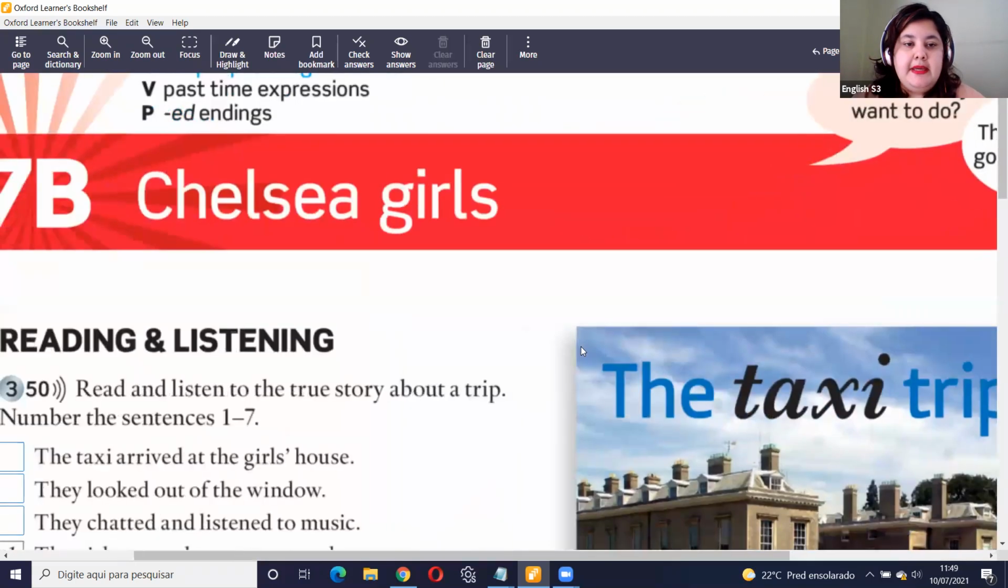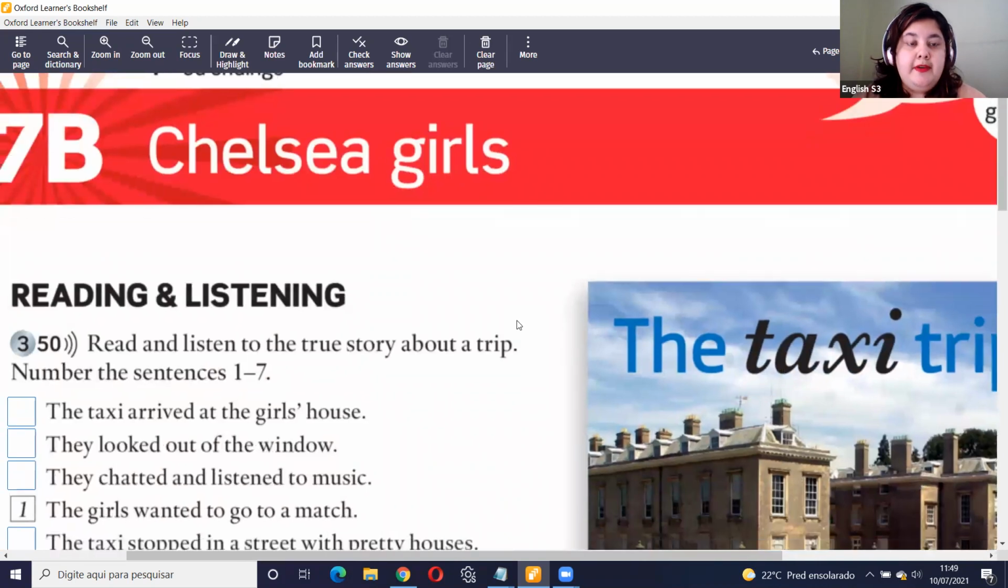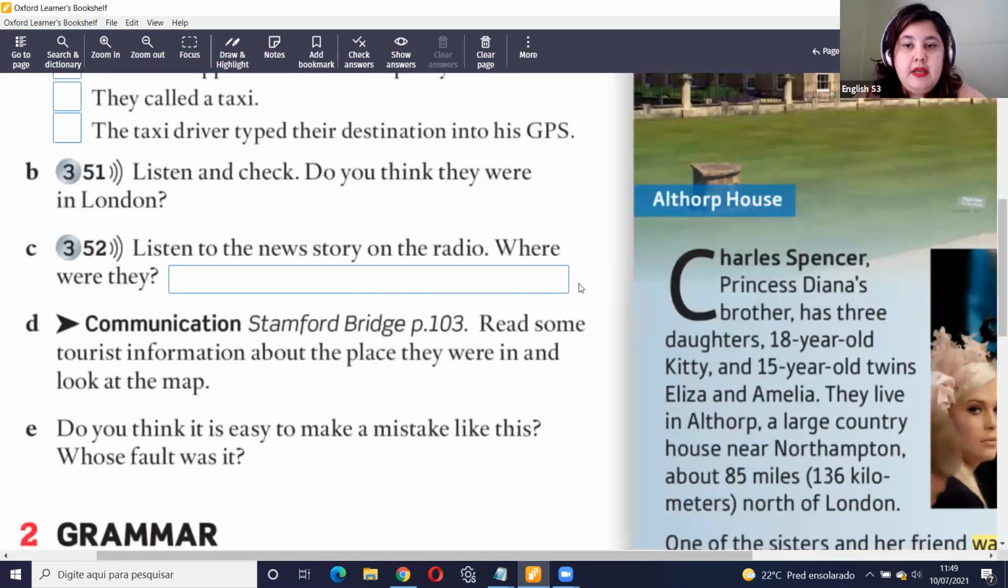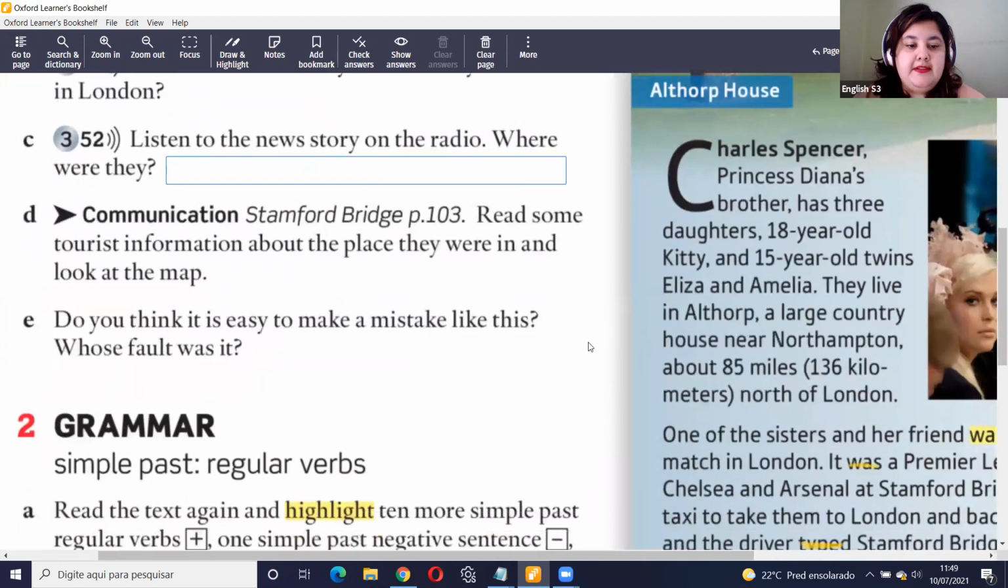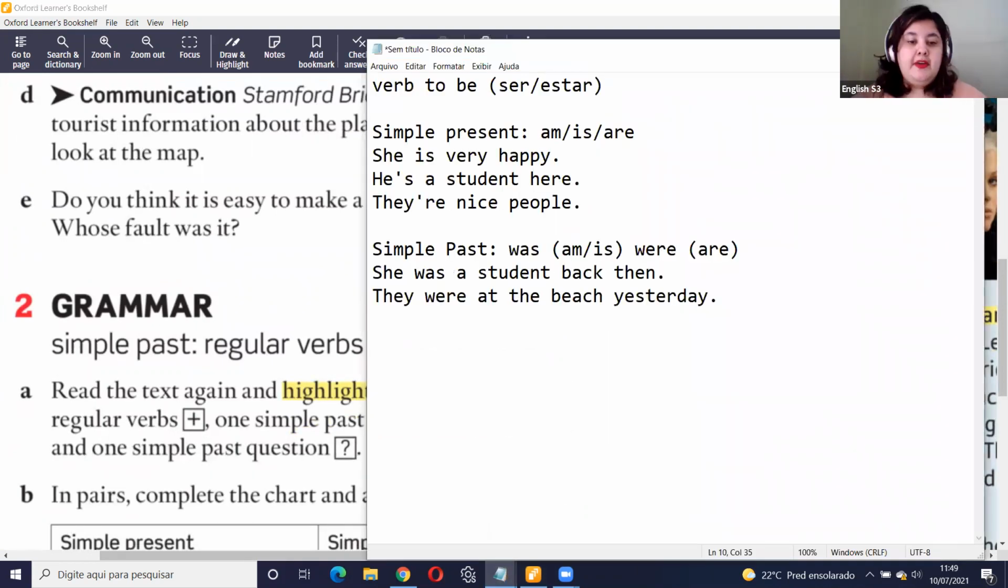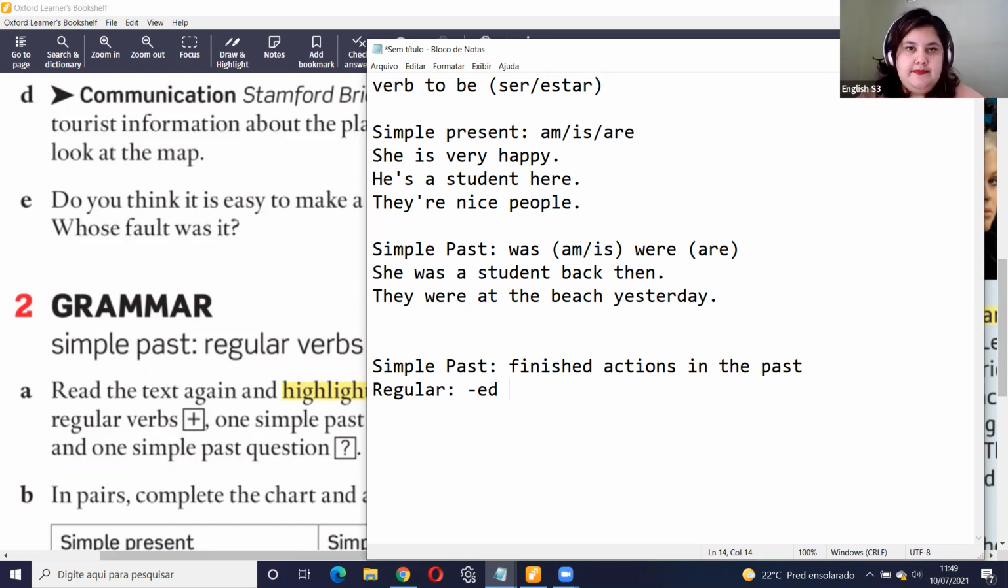For Unit 7B, Chelsea Girls, we reviewed the simple past. Let's take a look here. Now, the simple past, as you are going to see, is the tense that we use when something was finished in the past. Finished actions in the past. And here, specifically in this unit, we are talking about the regular verbs. The regular verbs end in ed. Okay, now let's take a look.